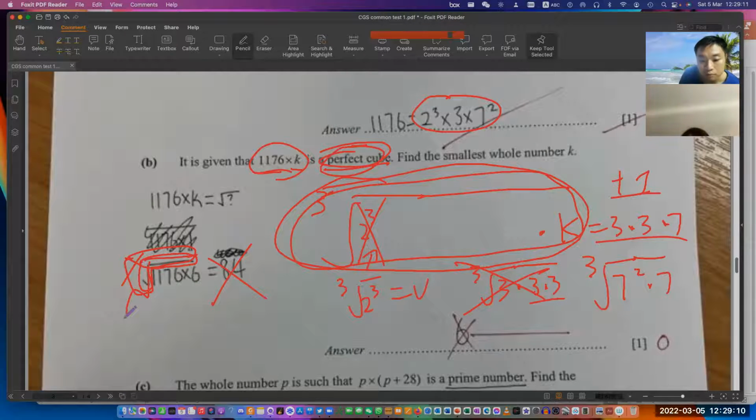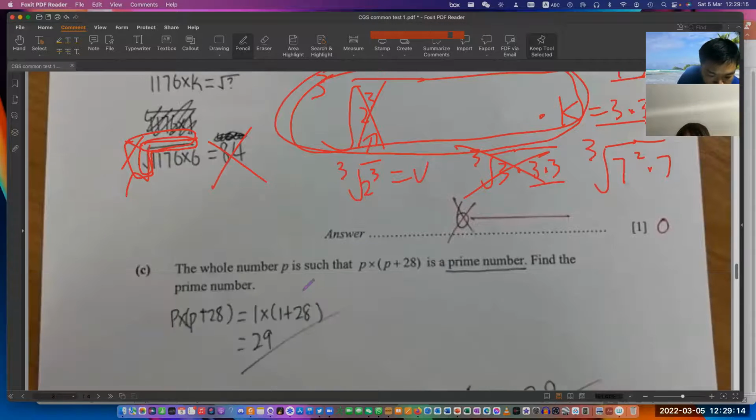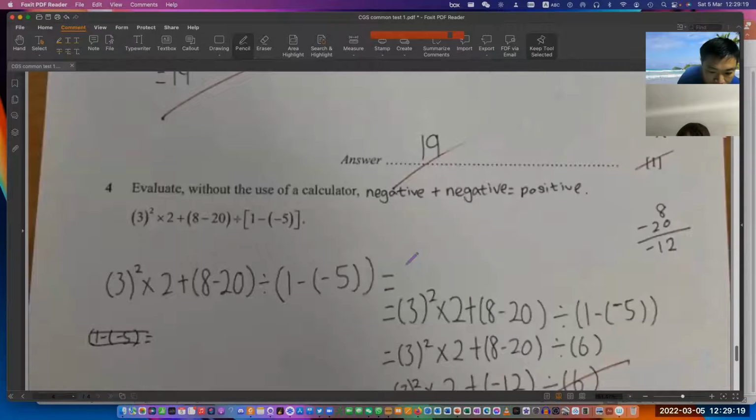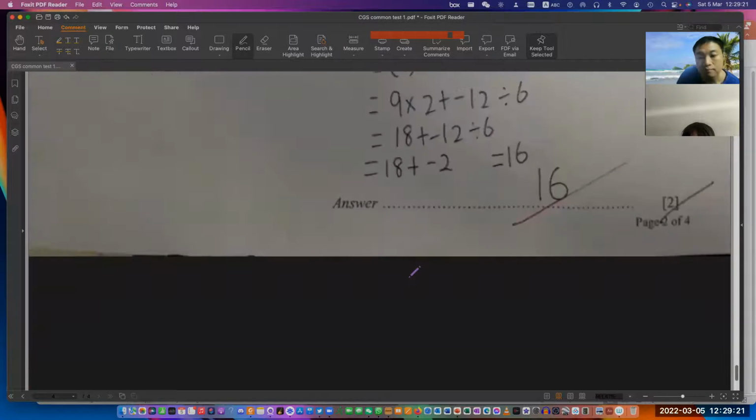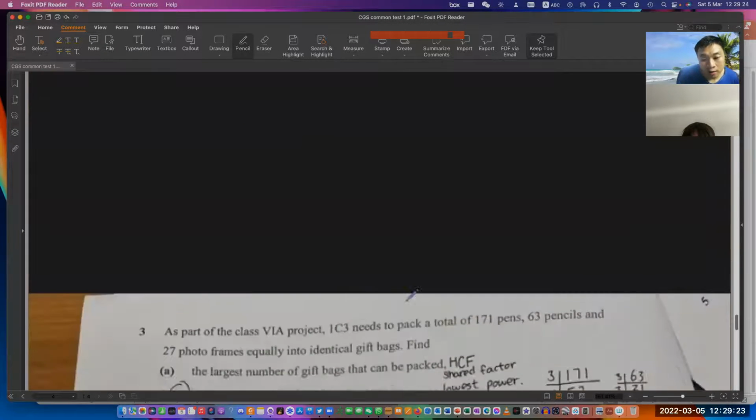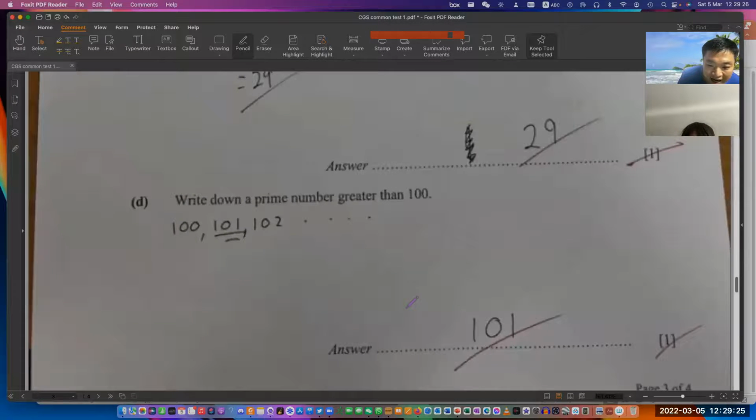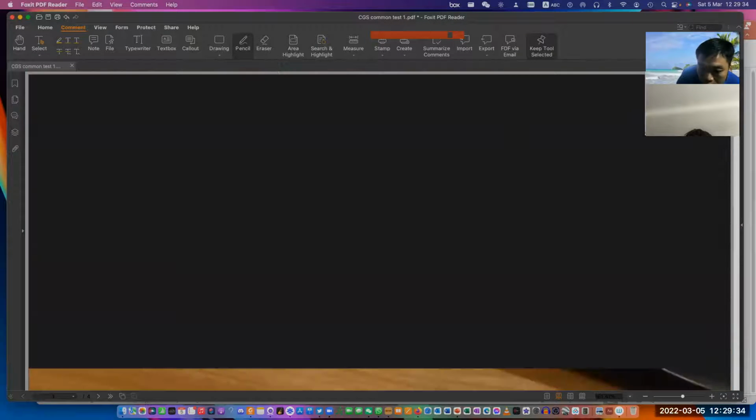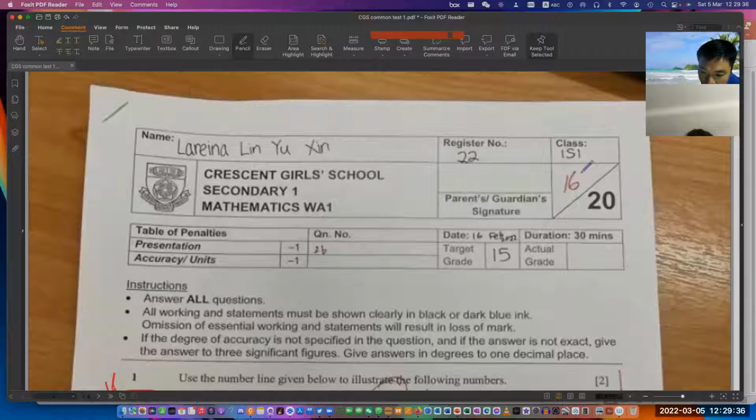How can I help you? I cannot help you with these errors. Okay? Then the rest is pretty good because the rest is very standard. So I will say you are supposed to get back at least 2 marks, which is the perfect square question here and the first question. So if you get back 2 marks, you score 18, which is the top in your class.